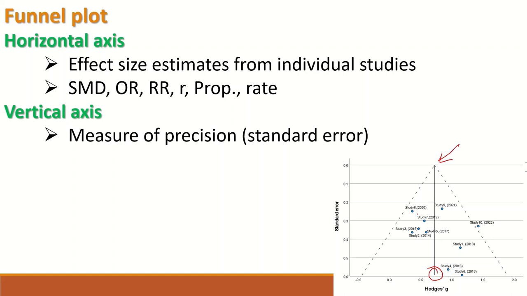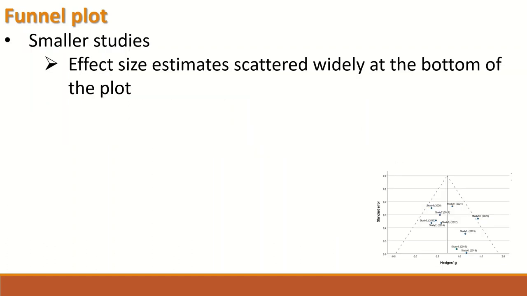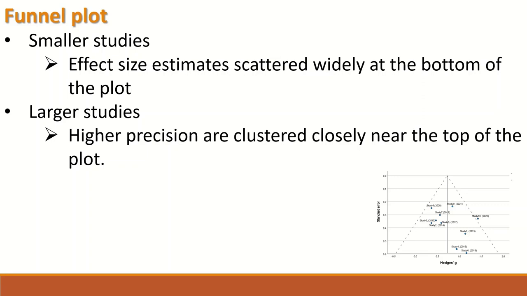These blue circles represent the effect size for each specific study, with an ID for each study. In the plot, smaller studies that have an effect size estimate are usually scattered widely at the bottom of the plot. Larger studies will have higher precision and are clustered closely at the top of the plot. So anything clustered in this part indicates a large study, and anything distributed here is for smaller studies. So that is the benefit of drawing the funnel plot.